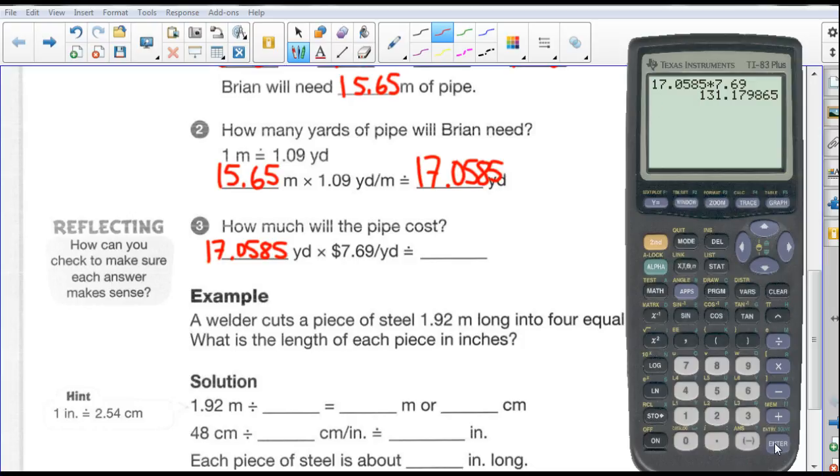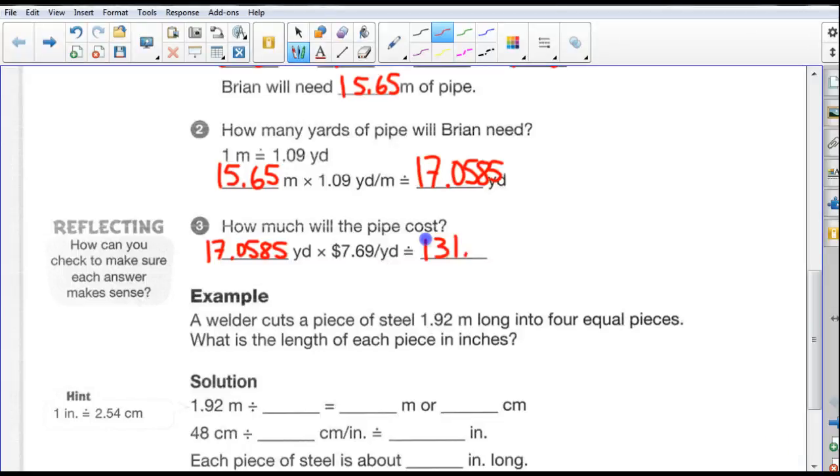And we get an answer of 131.179. Now, this we have to round off to the nearest 100th because we're talking about money now. And we're going to go to cents, which is the nearest 100th. So we're going to round 0.17 to 0.18 because the third digit is a 9. So $131.18. Okay?